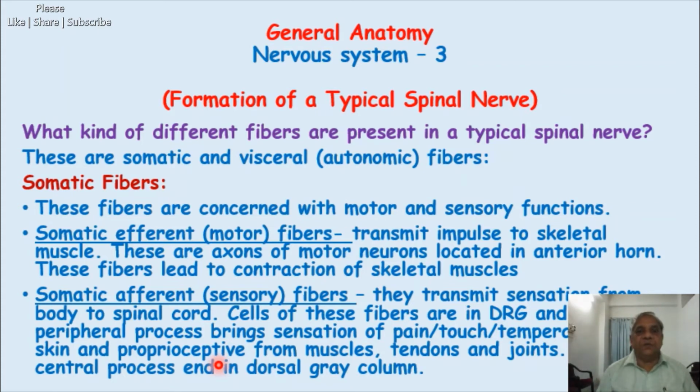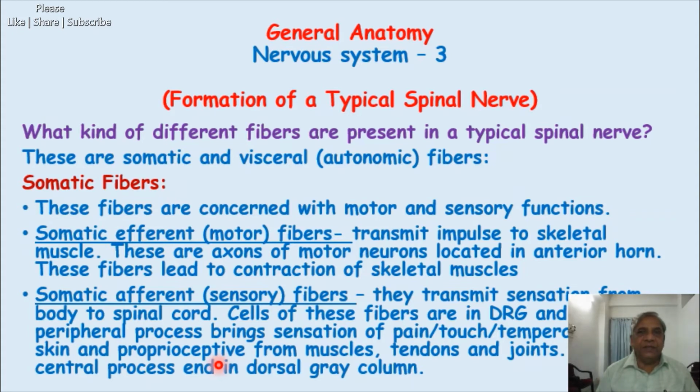What is proprioceptive? This is a new term for you. Proprioceptive means sensation coming from muscle, tendon and joints. What are the sensations coming from skin? Exteroceptive sensations: pain, touch and temperature. But proprioceptive sensations tell you about the stretching of a muscle or tendon.